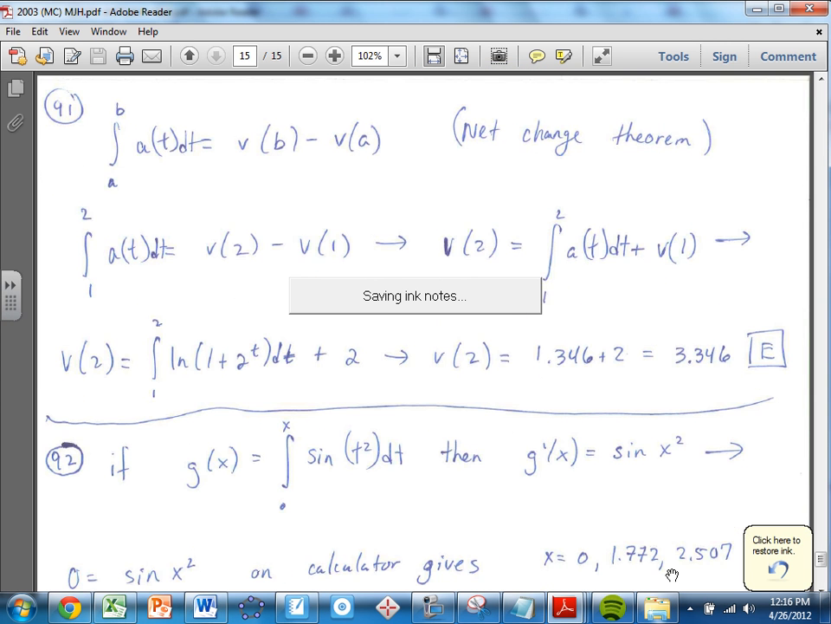All right. Again, for the third time, multiple choice, we're using the net change theorem. It's going to be used over and over again, so we've got to get used to it. Let's look at the problem. A particle moves along the x-axis, so that at any time t its acceleration is given by a of t equals the natural log of 1 plus 2 to the t. If the velocity of the particle is 2 at time 1, find the velocity of the particle at time 2.